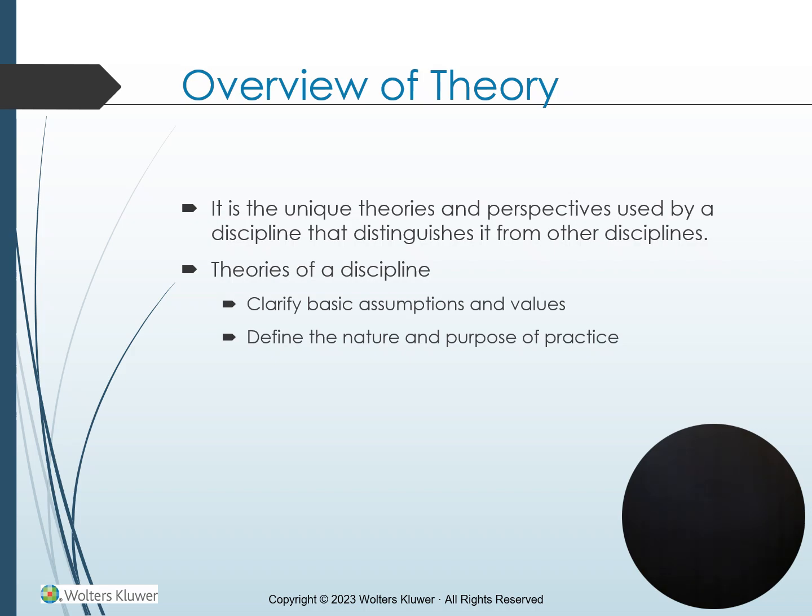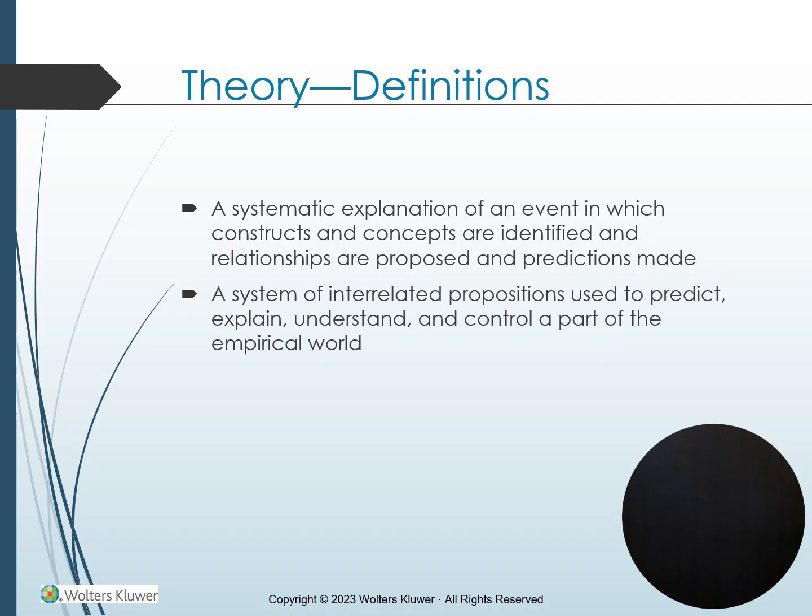Okay? Theories are important because they help to establish any profession as a discipline. It does this by clarifying basic assumptions and values and defining the nature and the purpose and the practice. So, as we think about what is a theory, can anyone just make a theory? There are some concrete attributes of what a theory is. So a theory is a systematic explanation of an event in which constructs and concepts are identified and relationships are proposed and predictions made. I'll say it again.